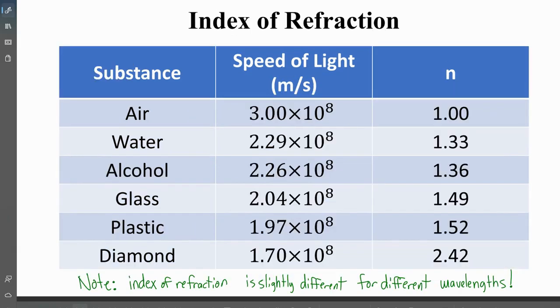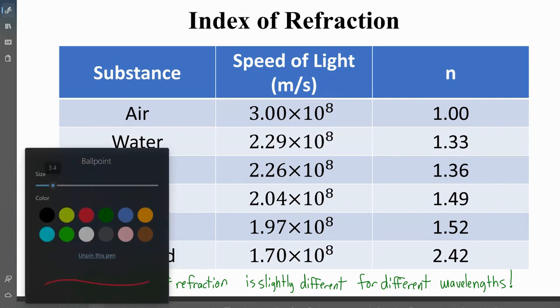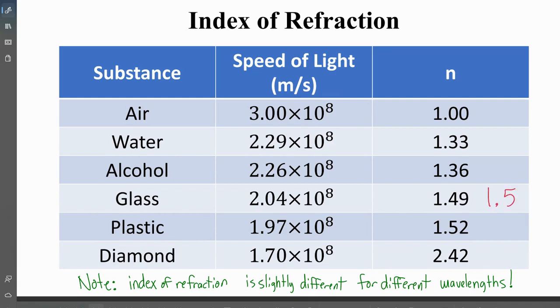The indices of refraction of similar things: we have air, water, alcohol, glass. Glass is so close to 1.5, we usually just call it 1.5. Plastic and glass are very similar. Diamond is 2.42, water 1.33, glass 1.5. Those are ones that will be used pretty frequently. I'll never expect you to memorize those, and AP will also not expect you to memorize them, but those are the frequent ones, and air, obviously.